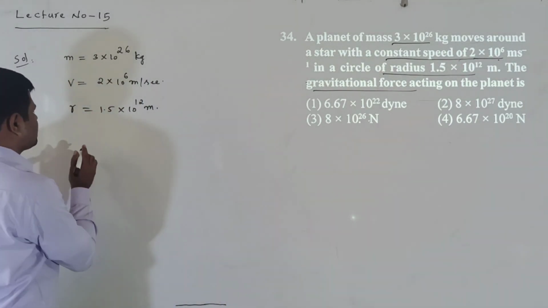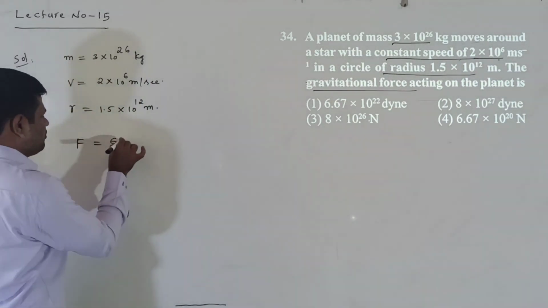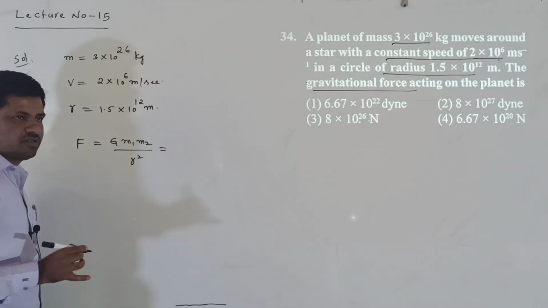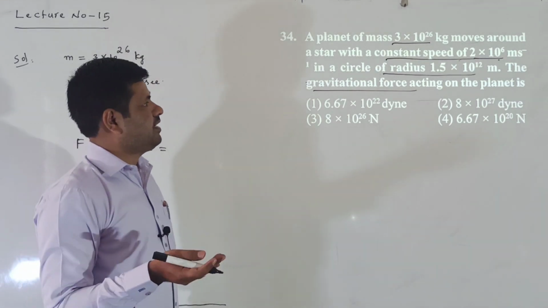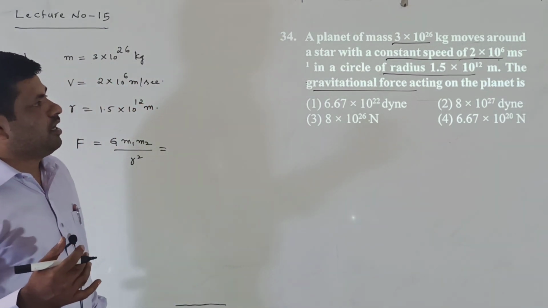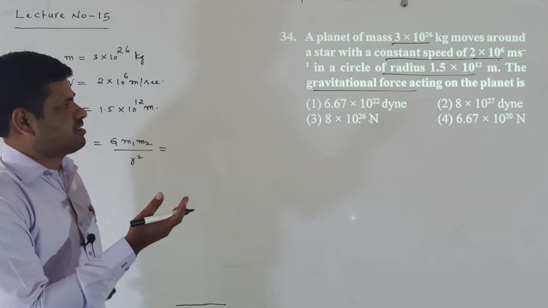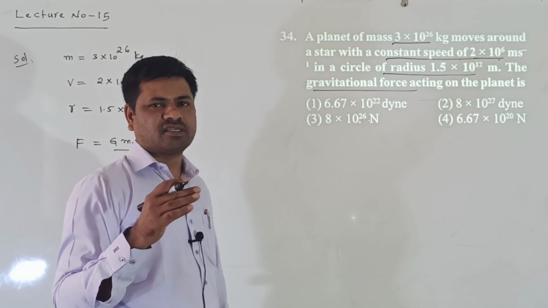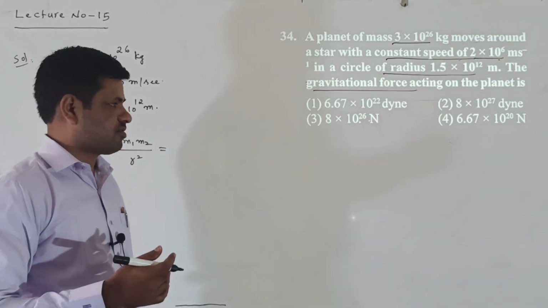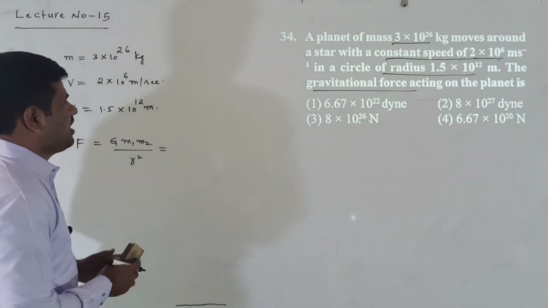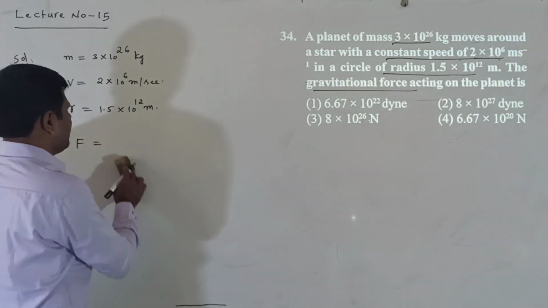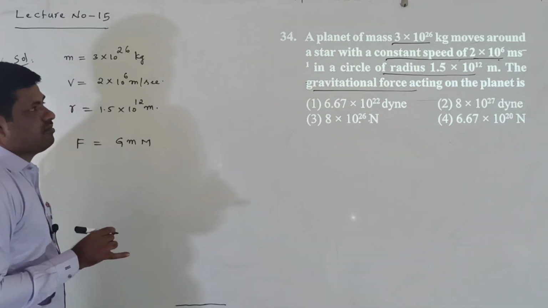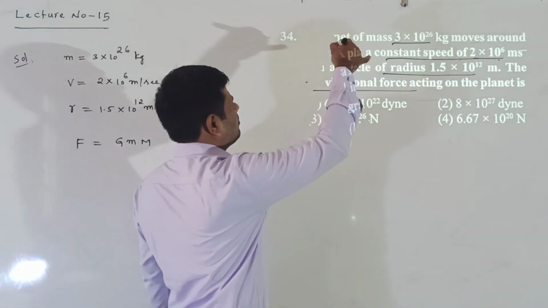Generally gravitational force F equal to G m1 m2 by r square. But we know that the gravitational force between the planet and the sun, or a planet and a star, gives the necessary centripetal force. One is the planet mass, I consider it as small m. Star mass I consider as capital M, because the planet is revolving around the sun.